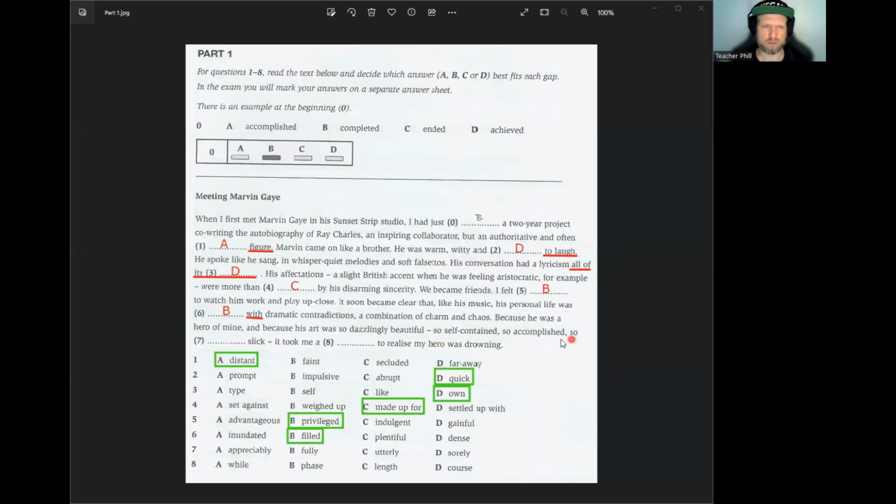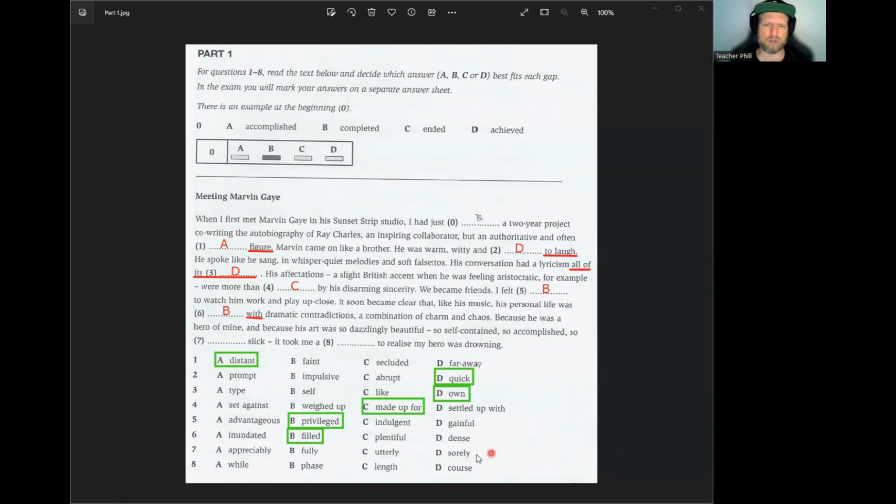So we have all these great expressions: dazzlingly beautiful, self-contained, accomplished, slick. Here we need the right adverb to modify slick. Let's have a look: appreciably, fully, utterly. I would go with utterly here, that's my first thought. I think sorely is more something we use with a negative connotation.